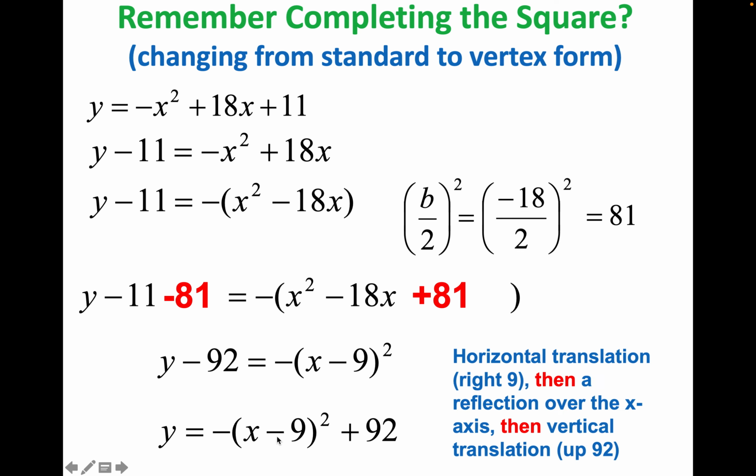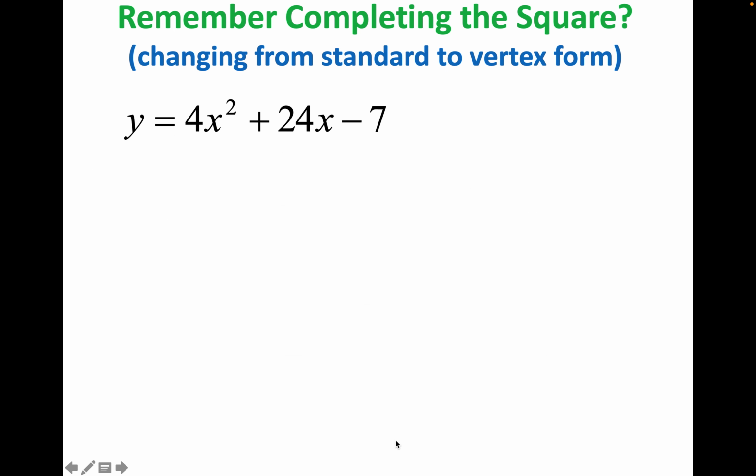Well, we can see there was a horizontal translation, right 9 units, then a reflection here over the x-axis, and then a vertical translation up 92 units. Okay, so we have 3 now, and they go in this order, this, and then this last. Again, from the standard form, we would not be able to recognize those transformations, but here we can see them clearly. One last one to remind us about completing the square.